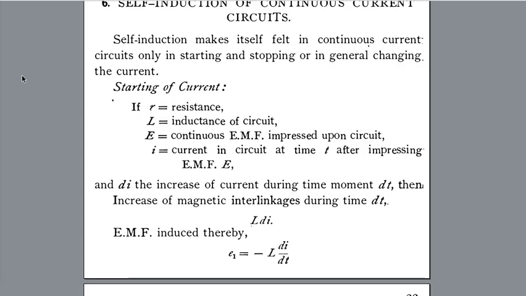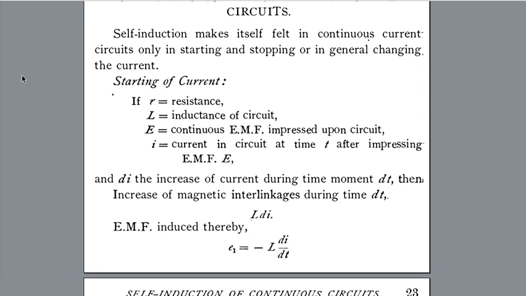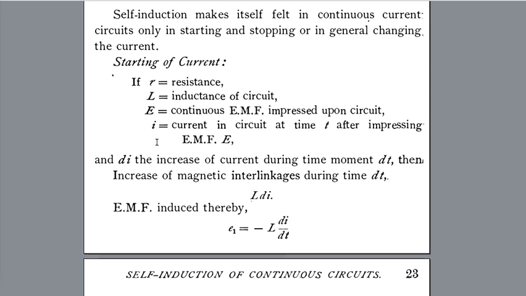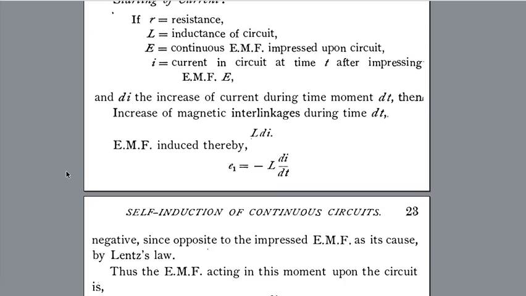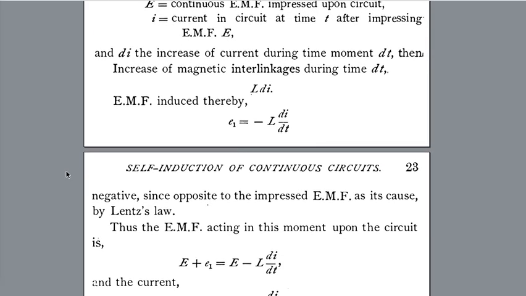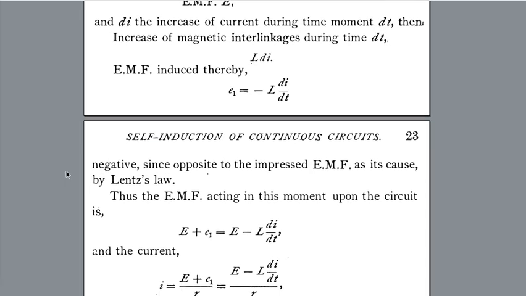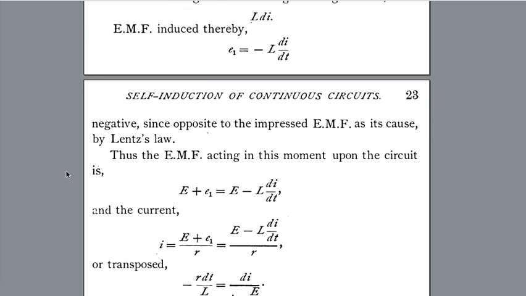Starting of current: if R is the resistance, L is the inductance of the circuit, E is the continuous electromotive force impressed upon the circuit, and I is the current in the circuit at time t after impressing the electromotive force E, and dI is the increase of current during the time moment dt, then the increase of magnetic interlinkages during the time dt is L times di. The electromotive force induced thereby is E1 equal to negative L times di divided by dt, negative because it is opposite to the impressed electromotive force as its cause by Lenz's law.